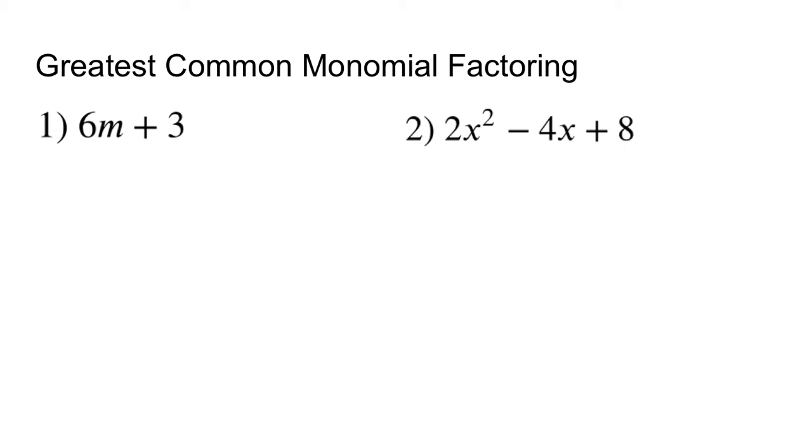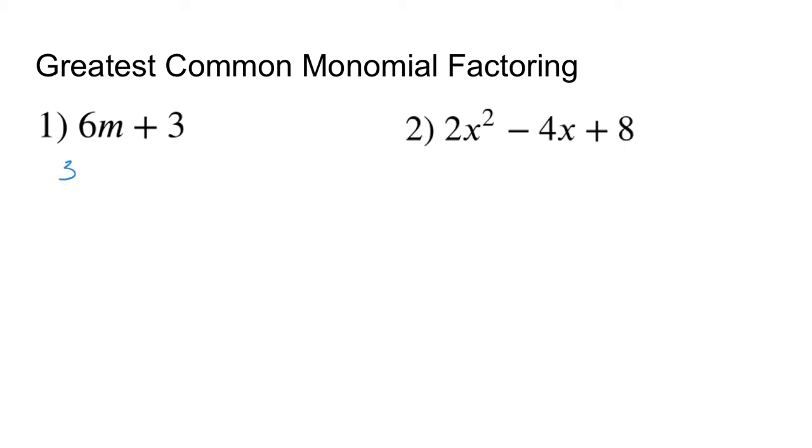So first, let's take a look at number one here. Number one, I see 6m plus 3. So what I'm looking for is the biggest thing that I can divide into both 6 and 3. So what is that number? Did you say 3? Because if you did, that is 100% correct.